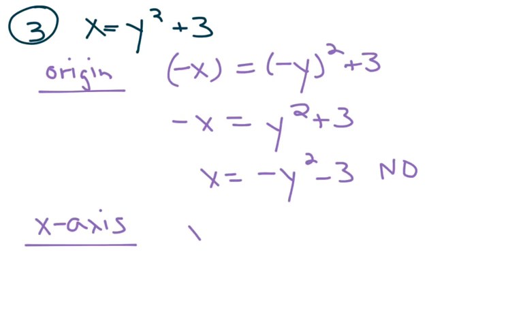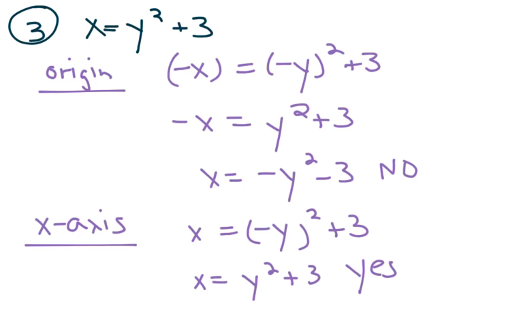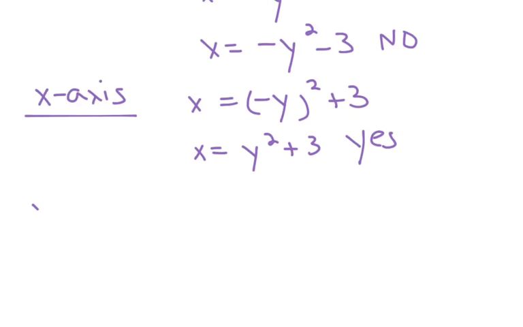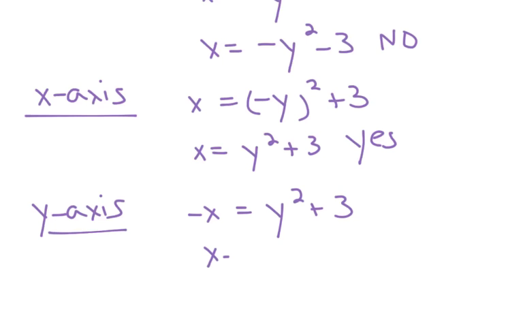X-axis: nothing happens to x, but y changes, but I'm squaring a negative. And it turns out it is the same equation, so it's symmetric over the x-axis. The y-axis: you make x negative, you don't do anything to y. Well, that's not the same equation I started with.